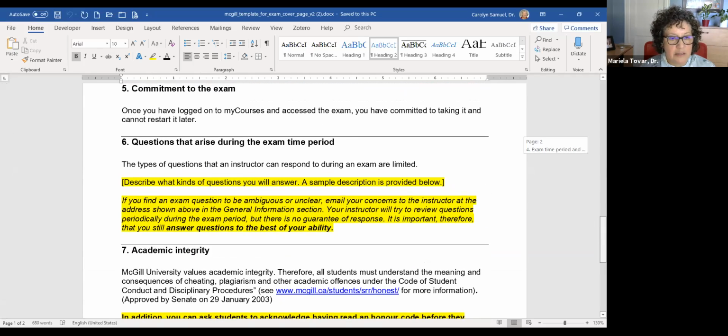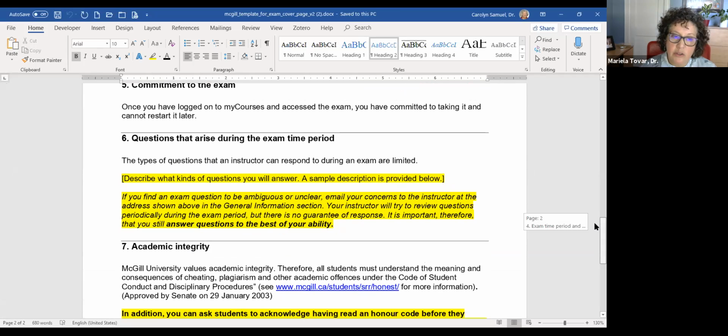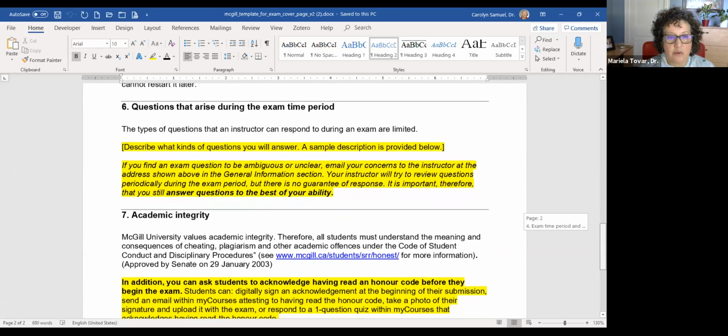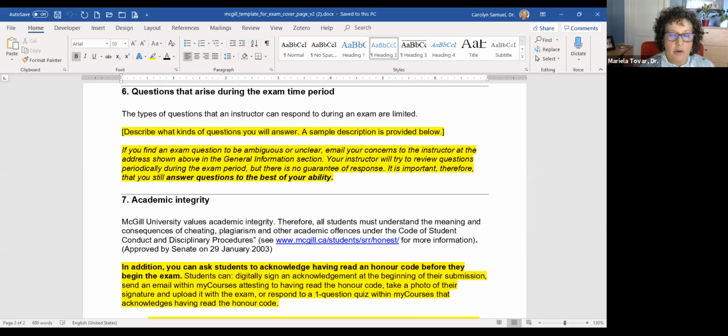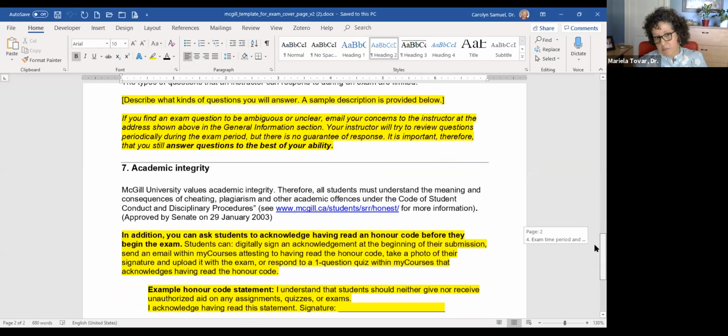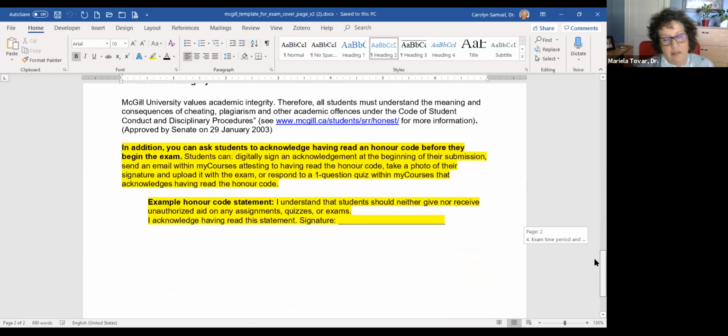The commitment to the exam, whether once they start the exam, that's the time they have, or they have a longer period of time. And also things about the questions that arise during the exam period. What happens if, like in a normal face-to-face invigilation, students can raise their hands and ask a question, whether that's part of the exam protocol, but that's a way to have it in. And then, of course, a statement about academic integrity.